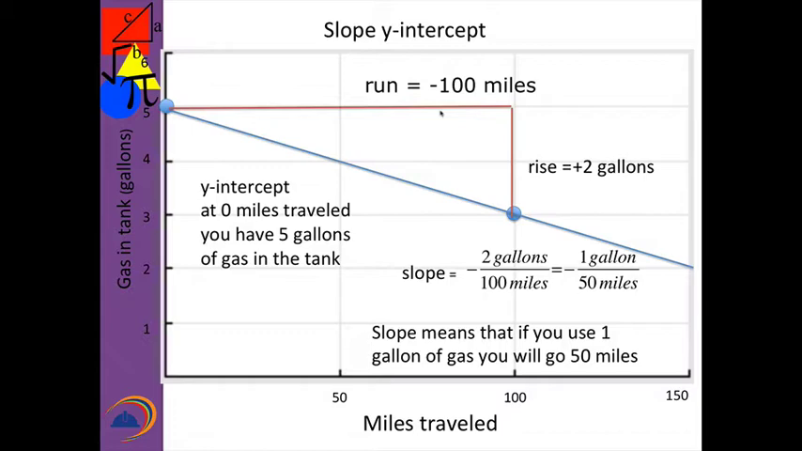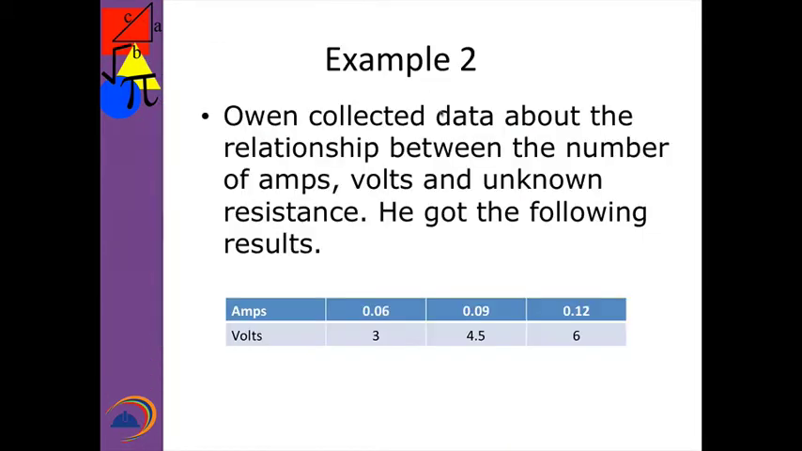Pause the video if you need to discuss this further, and I'll meet you back here in a minute. Welcome back. Now, here's one for you. Fill out the chart on your note taker. Owen collected data about the relationship between the number of amps, the volts, and an unknown resistance, and he got this. If the amps were 0.06, the volts were 3. If the amps were 0.09, you had 4.5 volts. If the amps were 0.12, then you had 6 volts. So fill out the chart with those missing numbers, and I'll meet you back here in a minute.